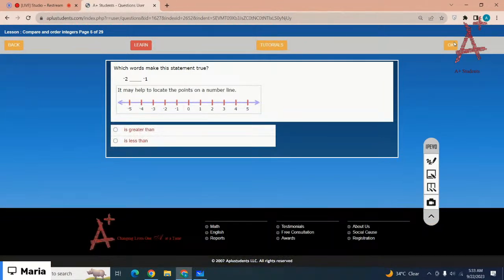Which words make the statement true? -2 and -1, which is the correct option? -2 is farther from 0 than -1, right? That means -2 is less than -1.